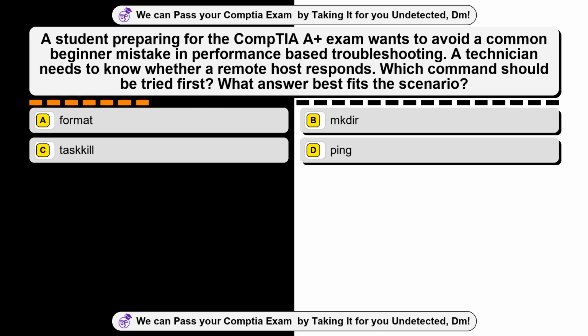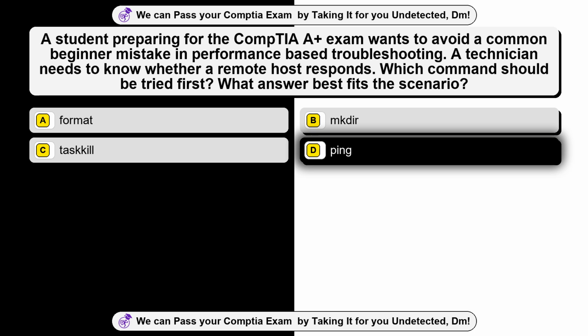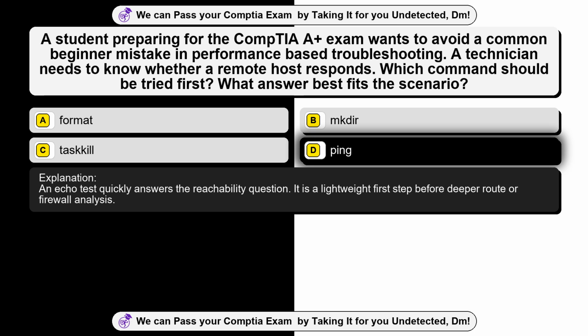Option A, format. Option B, nslookup. Option C, taskkill. Option D, ping. The correct answer is option D, ping. An echo test quickly answers the reachability question. It is a lightweight first step before deeper route or firewall analysis.